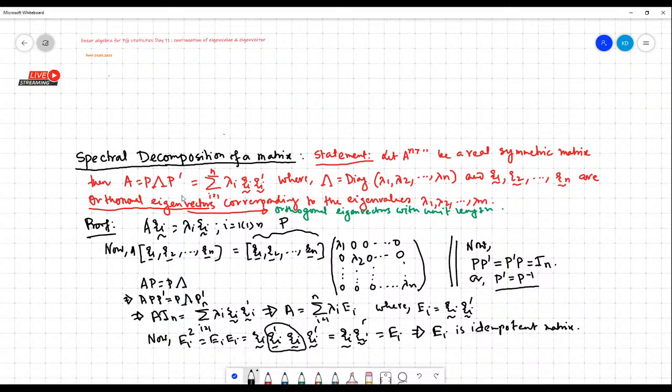Now the rank of E_i: since E_i is an idempotent matrix, the rank of E_i is nothing but the trace of E_i, which is the trace of ξ_i ξ_i'. We know trace of AB equals trace of BA, so this is the trace of ξ_i'ξ_i, and this is 1.